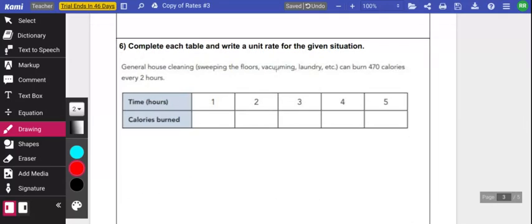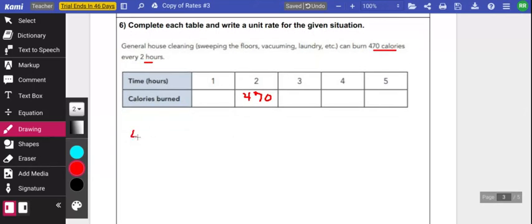So here, number 7, it says you can burn 470 calories for 2 hours. And so I would fill the table in. It's 470 for 2 hours. And so based on this information, I can figure out how much it is for 1 hour, right? I can set up a rate. It's 470 calories. I burn 470 calories for 2 hours. And I can set this rate equal to some number of calories in 1 hour.